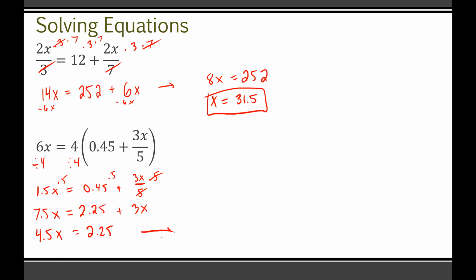And then last but not least, we want to get x totally by itself. So let's divide by 4.5 on both sides. This might be a bit messy. Let's see. Actually, I take that back. It's not messy at all. We have x equals 2.25 divided by 4.5 is just 0.5. That's actually a really nice answer. So we'll leave it at that.